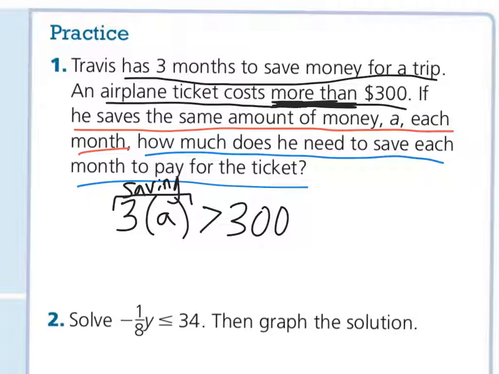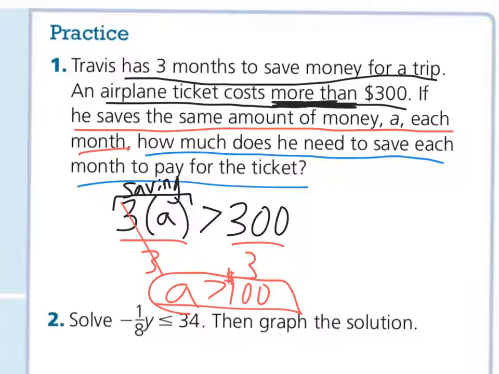So this could be an inequality that we could have for this problem, and then they're multiplying by 3, so we could divide by 3 in order to solve this. So that'd be A is greater than 100, which would mean he has to save more than $100 a month. And again, I know you guys can figure that out without setting up that inequality, but like I said, sometimes they're going to say write an inequality. Another way you could do this, A is greater than 300 divided by 3, would be another option for your inequality.